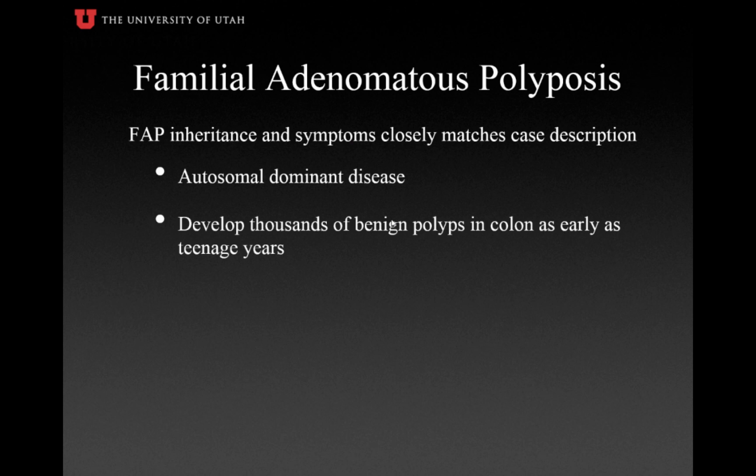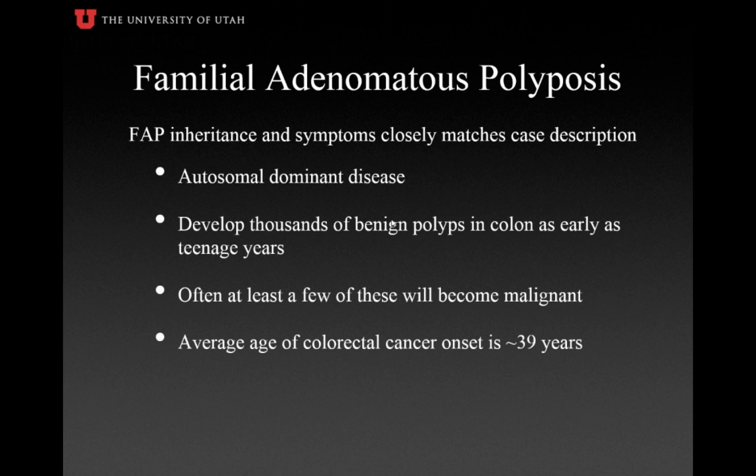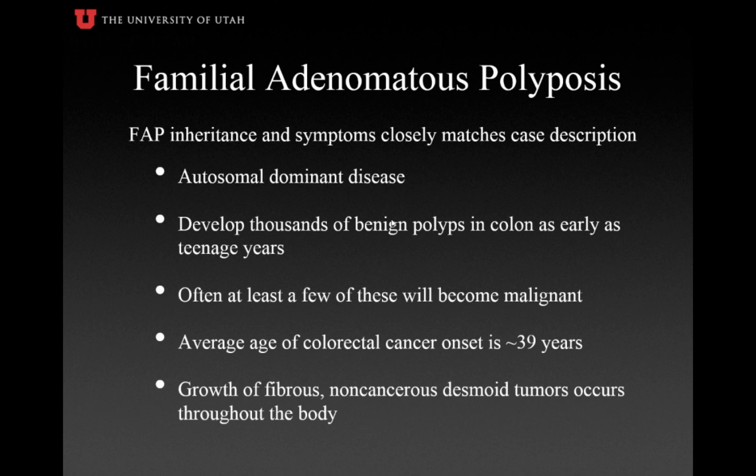Individuals with FAP develop thousands of benign polyps in the colon, some of which will become malignant. This leads to an average age of colorectal cancer onset at 39 years in these individuals, and they also exhibit growth of fibrous desmoid tumors throughout the body. Because these symptoms match nicely to our observed symptoms in the cohort, this lends credence to the possibility that these mutations that VAST and FEVER identified in APC are the true causative disease-causing mutations of these individuals' symptoms.